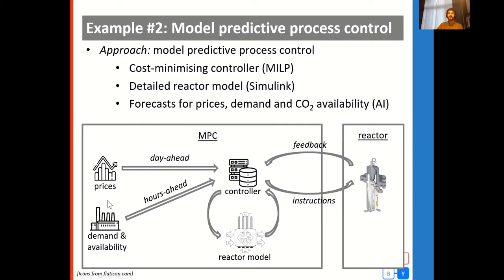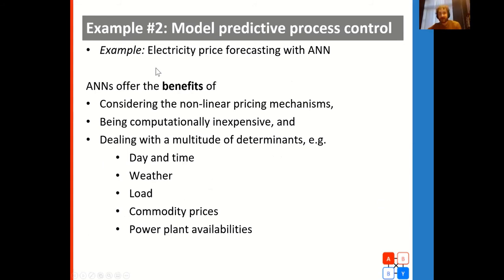To get a bit deeper on how and why we use AI in this concept, we'll just have a look at those prices, and we take the example of electricity price forecasting. We chose artificial neural networks to do those forecasts, and there are a few benefits which led to our decision. First of all, the pricing mechanism on the electricity market is quite complex and heavily nonlinear, and this is a point where artificial neural networks are quite capable of dealing with those.